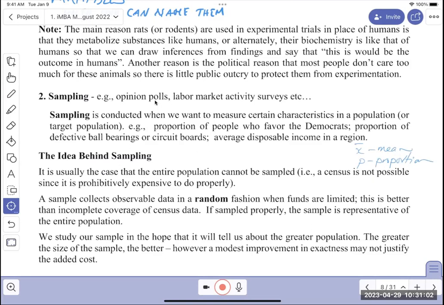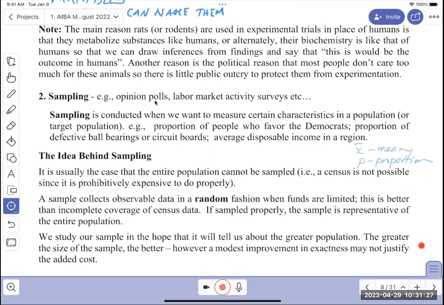It is usually the case that the entire population cannot be sampled since it is prohibitively expensive to do properly. A sample collects observable data in a random fashion when funds are limited. This is better than incomplete coverage of census data. If sampled properly, the sample is representative of the entire population. We study our sample in the hope that it will tell us about the greater population.